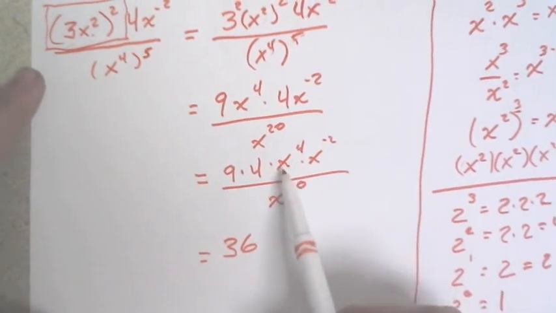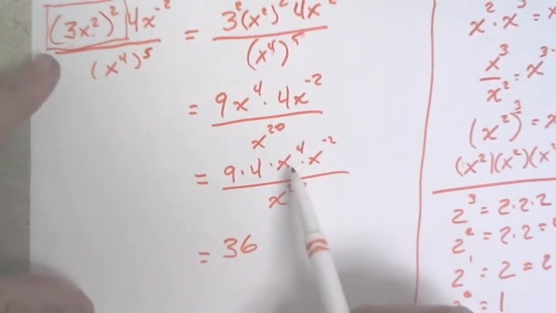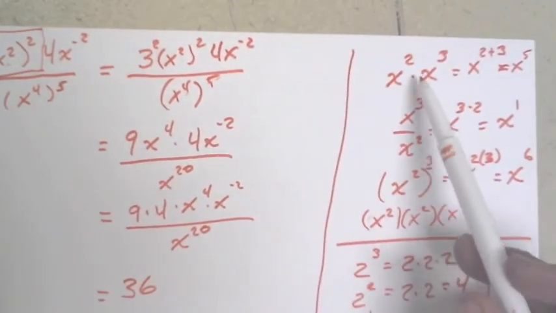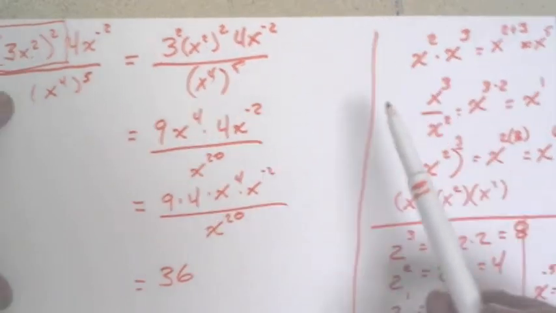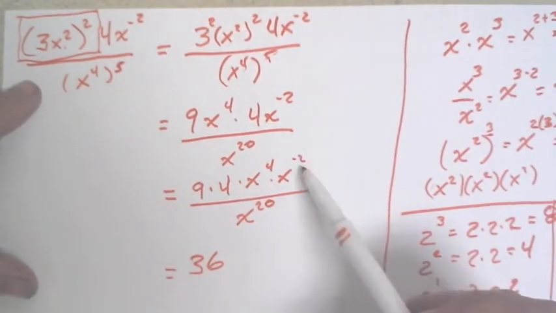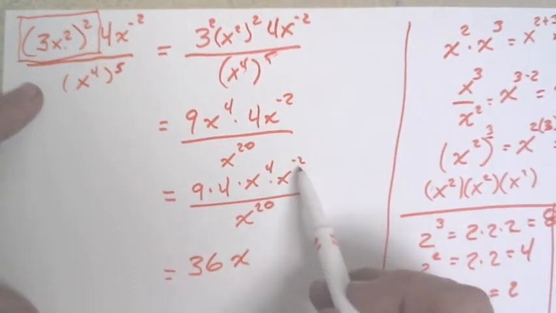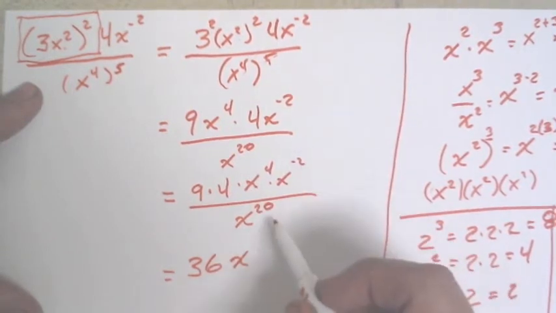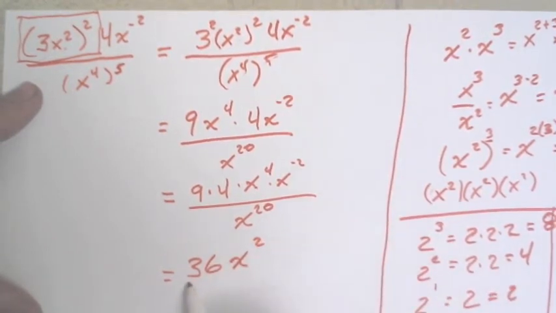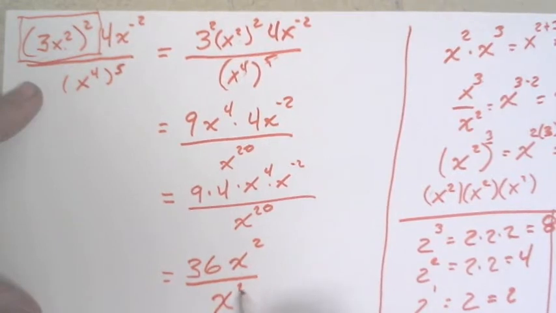This is a product of two things with the same base. Well, when we have two things with the same base, we add the powers. Just because this is negative doesn't change that rule. So this is x to the 4 minus 2. And 4 minus 2 is 2. So it's 36x squared over x to the 20th.